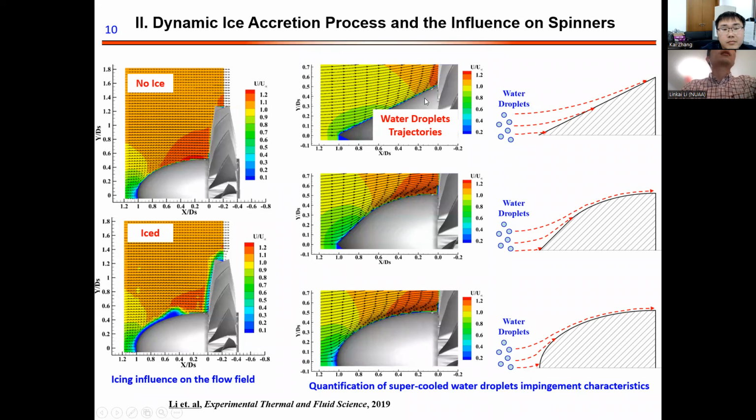For the conical one, we can find that the water droplets impinge on the whole surface from the tip to the root area. However, for the other two, only a small part has water droplet impingement, which means most of the water droplets fly over the spinner and impinge on the fan blade downstream. This helps us better understand why the ice builds up differently on these three kinds of spinners.